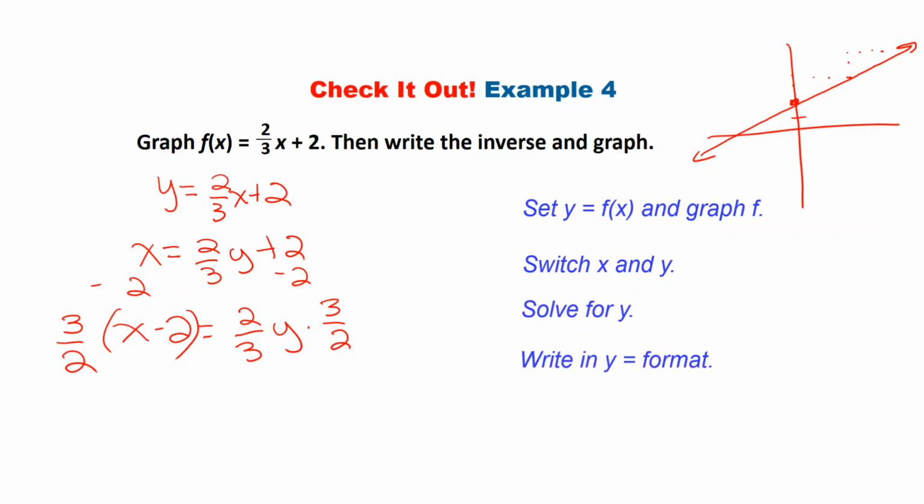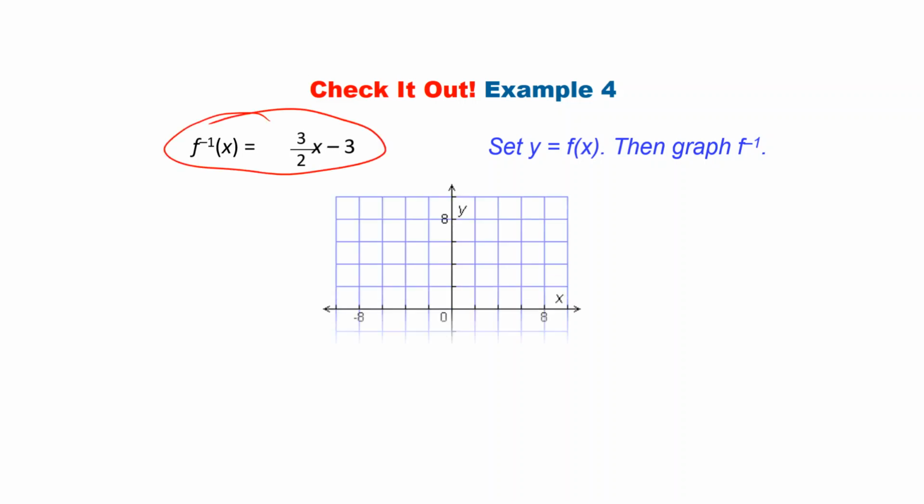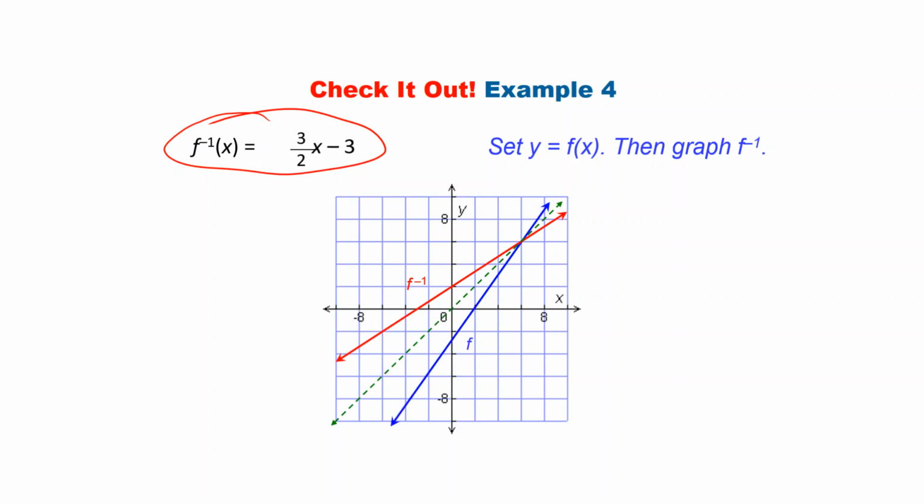Now we're going to write it in that format. So we're going to have these cross out. So we have y equals 3/2 times x minus 2. All right, and then we could distribute all that. And so here is our inverse function. All right, and then next we can just graph them both, and there they are.